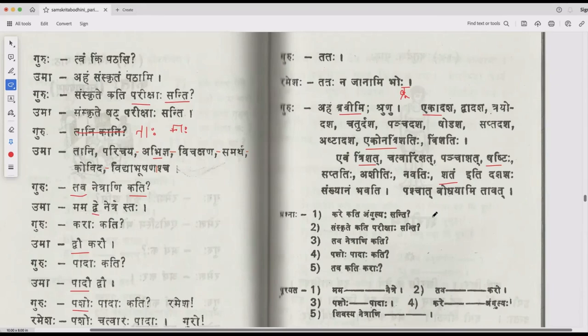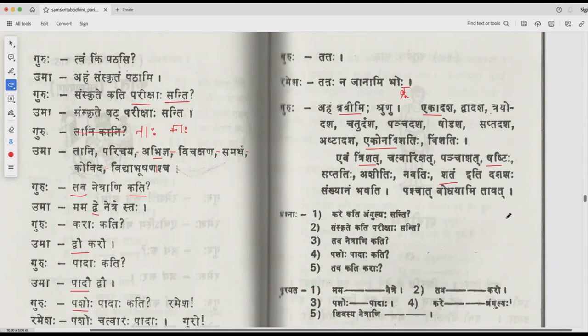Evam trimshate, chatvarimshate, panchashate, shashtihi, saptatihi, ashitihi, navatihi, shatam iti dashashaha sankhyanam bhavati. Counting happens in tens. Dashashaha in this manner: 30, 40, 50, 60, 70, 80, 90 and 100. Bhavati.